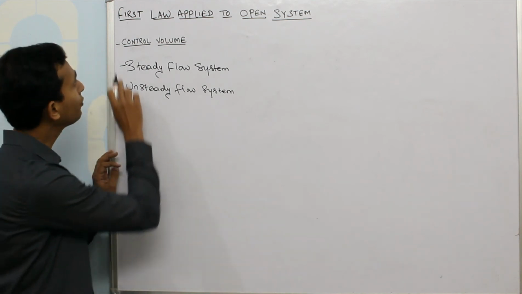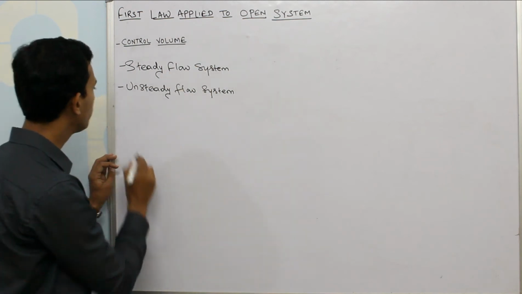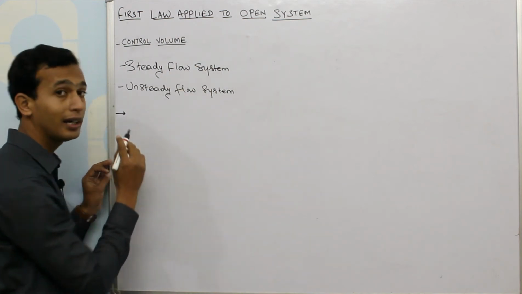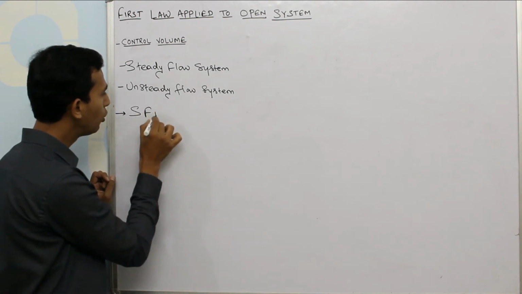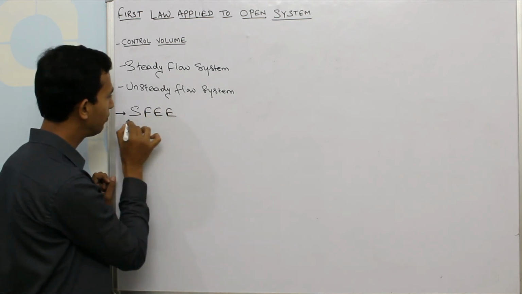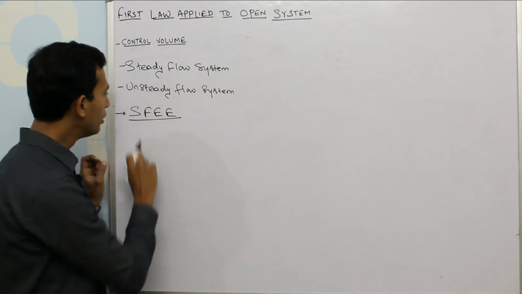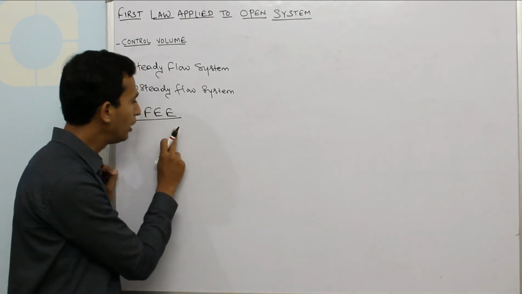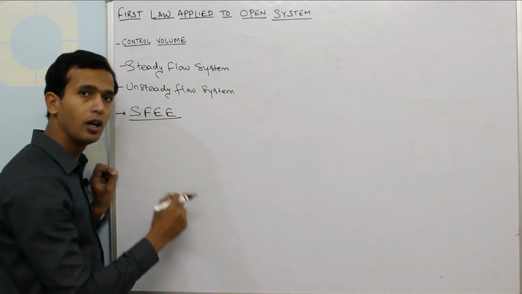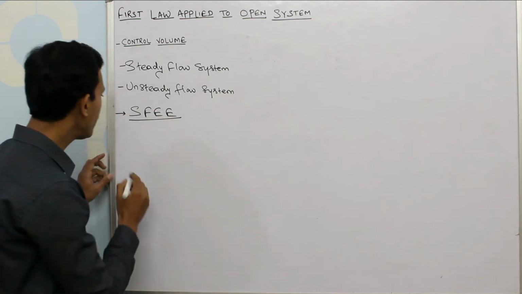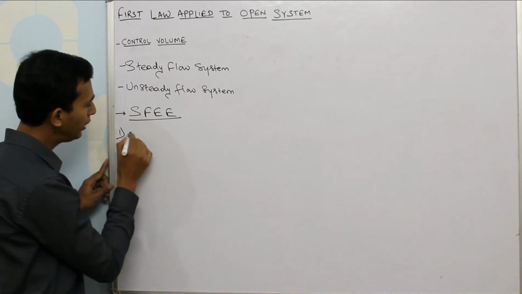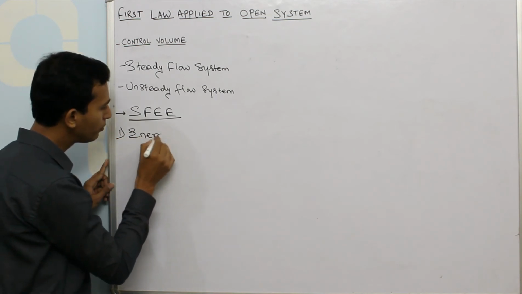So, in order to have the first law applied to an open system, let us try to have a derivation, an equation which is called as steady flow energy equation. Now, this equation has two bases, one on mass basis, second on energy basis. So, let us try to have first energy balance equation.